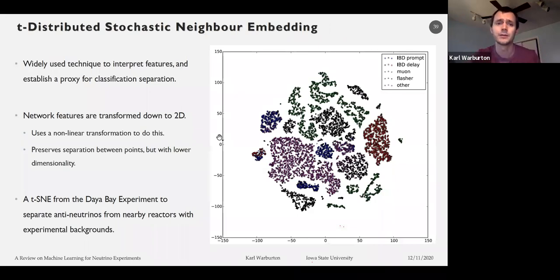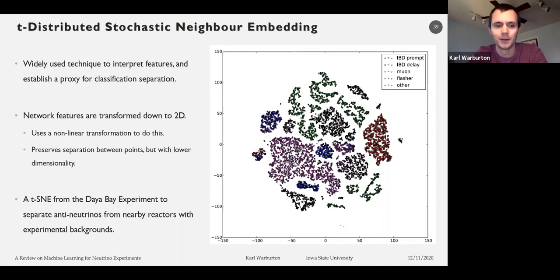There are a couple of ways to try to figure this out. A widely used technique is to make so-called t-SNEs. Here you take the multi-dimensional space where networks perform their identification, and you transform that down to a 2D space using nonlinear transformations. This preserves the separation between points, just at a lower dimensionality.